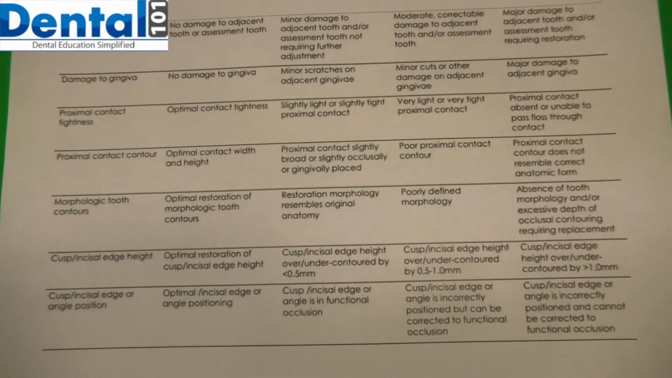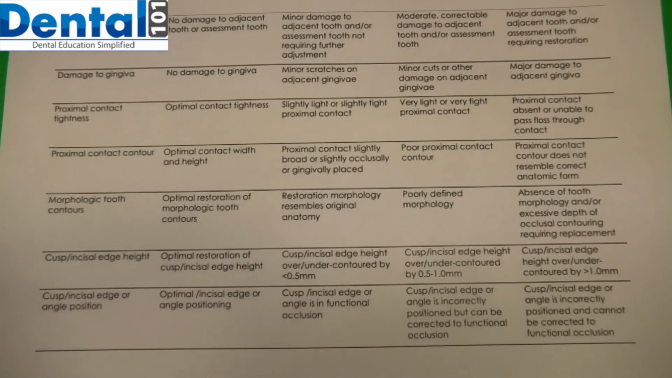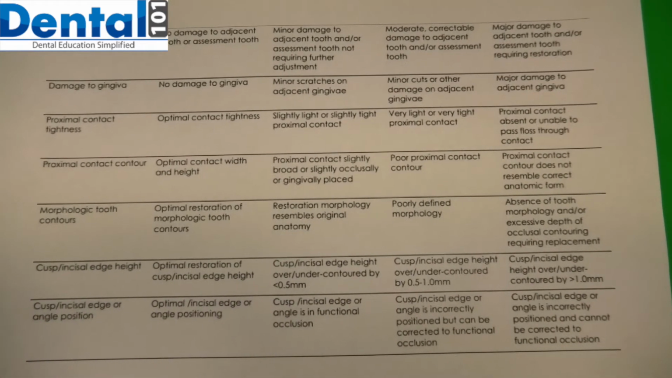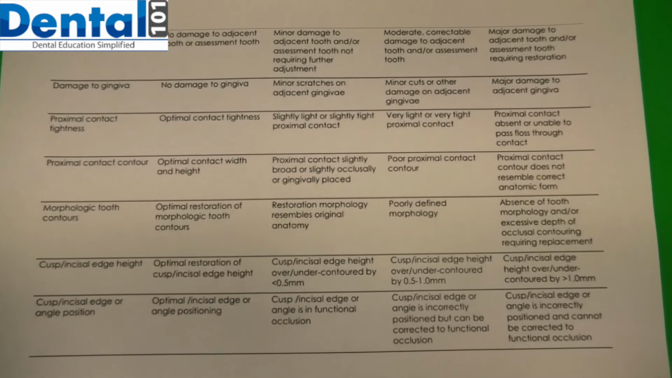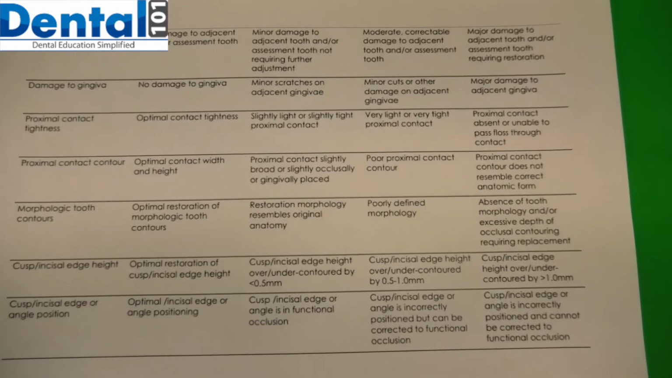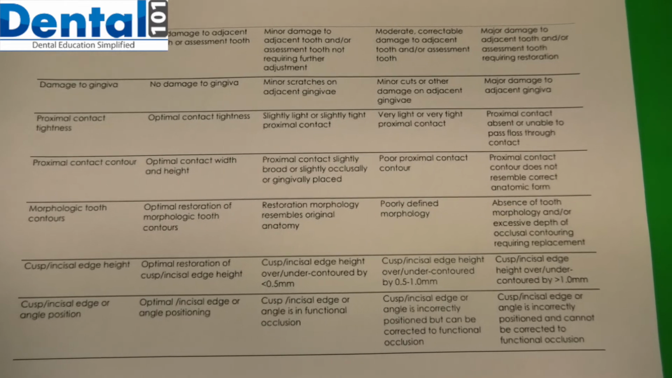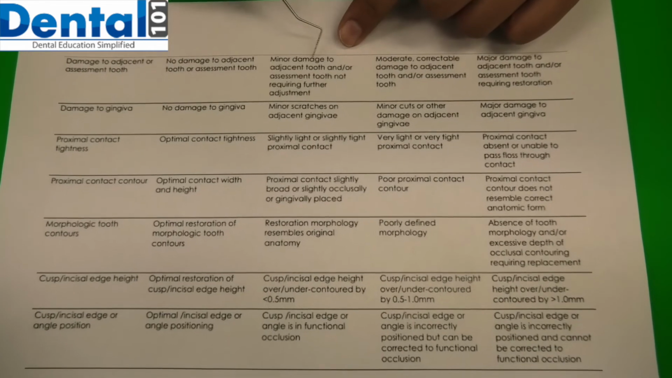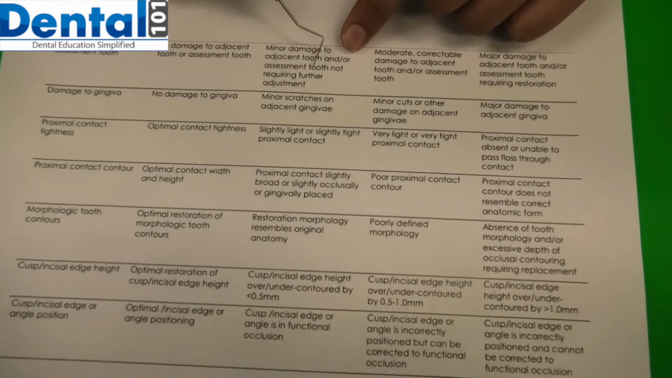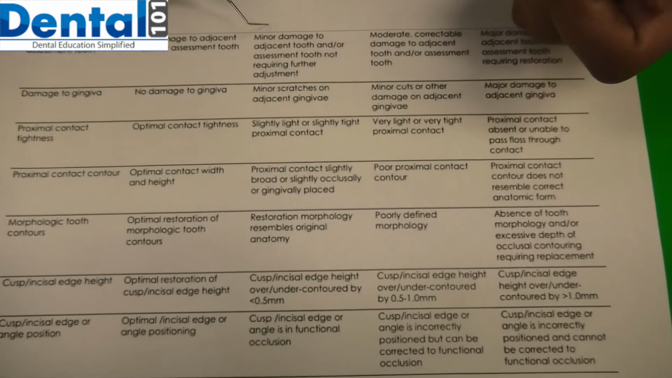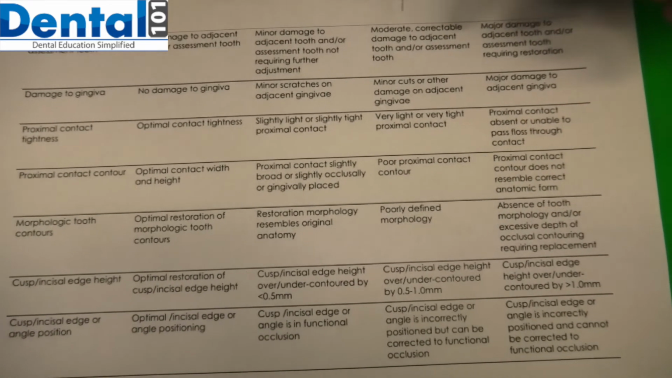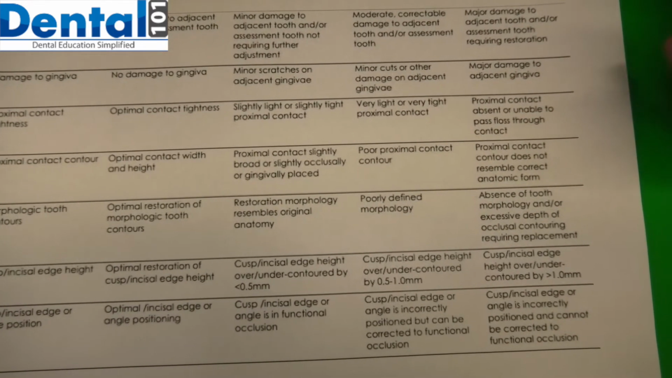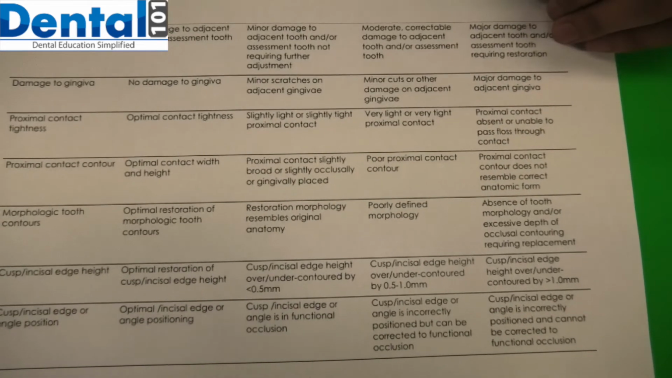Now the next point is damage to the adjacent or assessment tooth. In this task, it's very rare that we damage the adjacent tooth or assessment tooth, but still be careful while doing this task. If there is no damage to the adjacent tooth or assessment tooth, it comes under very good. If there is any minor damage not requiring further adjustment, then it comes under satisfactory. If there is moderate correctable damage to the adjacent or assessment tooth, it comes under borderline. And if there is major tooth damage, it comes under unsatisfactory.